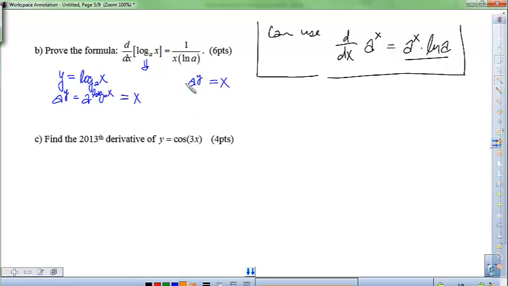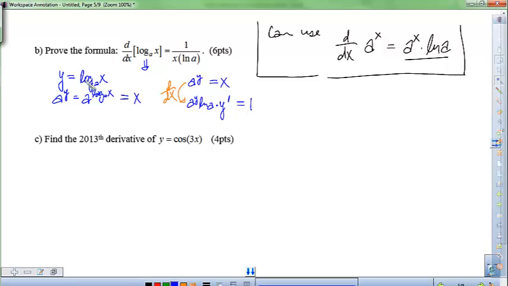So now at this point we're going to take d/dx of this, and the formula that we're going to use comes in right now when we take the derivative of a to the y. The derivative of a to the y is a to the y ln a times the derivative of the inside, in this case y prime. And the derivative of x is equal to 1.